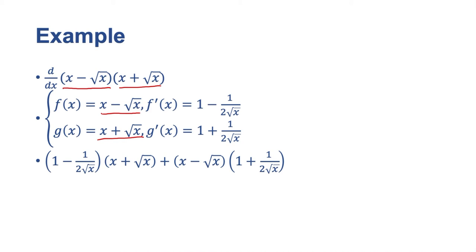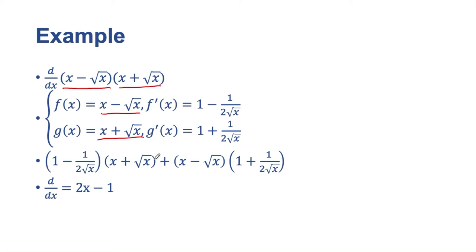Now all we need to do is some algebra. This is some tricky algebra, but it's going to end up nice. We're just going to get a nice linear, we're just going to get 2x minus 1. So the derivative of x minus root x times x plus root x is 2x minus 1. So that is our derivative. Just did a nice derivative there.